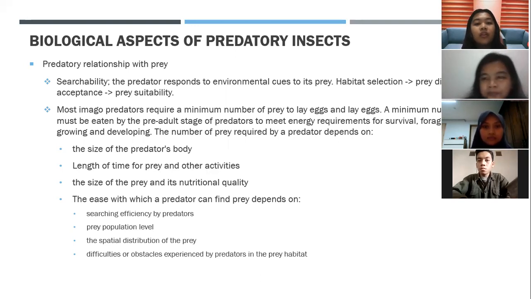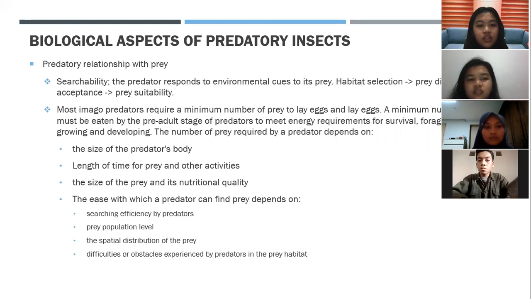A minimum number of prey must be eaten by the pre-adult stage of the predators to meet energy requirements for survival, foraging for prey, growing and developing. The number of prey required by a predator depends on the size of the predator's body, length of time for prey and other activity, the size of the prey and its nutritional quality.